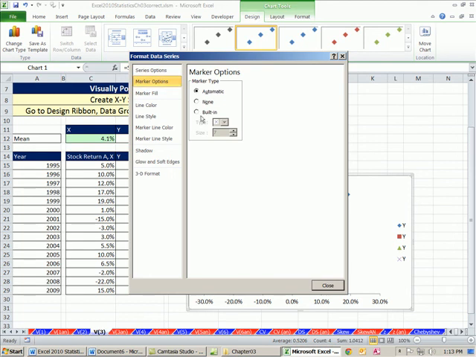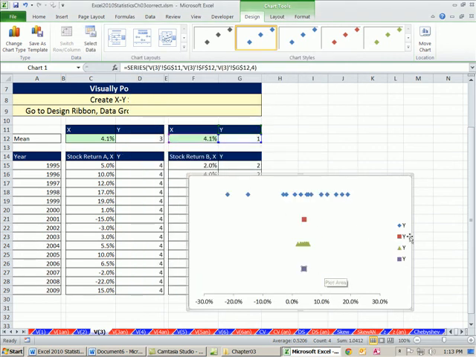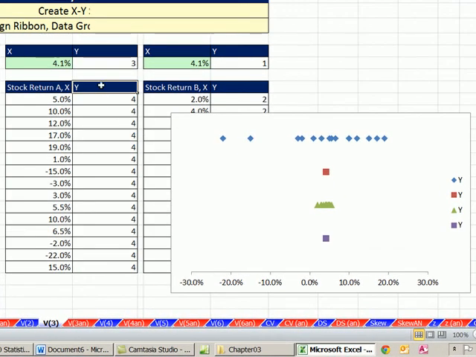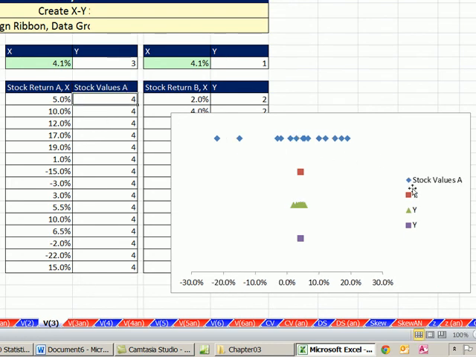Marker Options. Say built-in or whichever one you like. Now, these are all links. So now I'm going to come up here, and the XY scatter always takes the label from the Y. I'm going to call this stock values for A. That's looking good there.